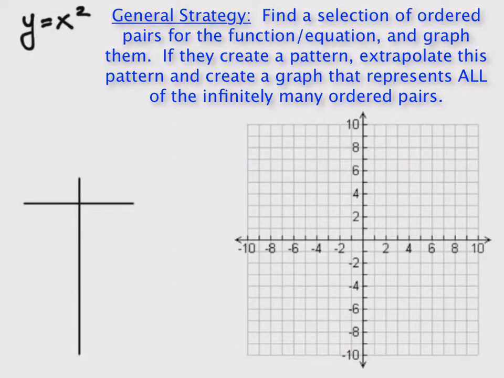So we're going to find a collection of ordered pairs, graph them, and hopefully they create some sort of pattern that we can then extrapolate from and draw a graph representing all of the ordered pairs for this equation. Again, we want to be systematic with what inputs we use, usually starting with 0, using positive inputs and negative inputs, and using a wide range of them to get the best picture of the graph we can. So why don't we go from -4 to +4? Why don't you find those ordered pairs, graph them, and then let's reconvene and see what we're looking at.